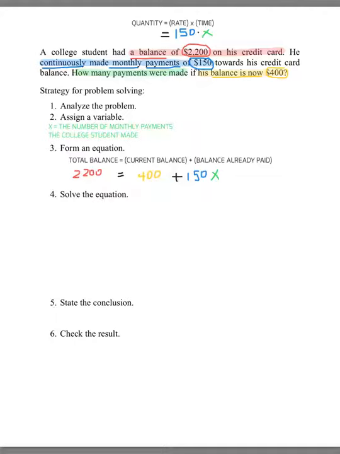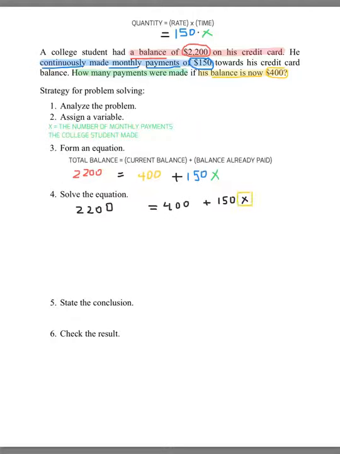So now let's go ahead and solve the equation. We'll start off by bringing the equation down. So we have 2,200 is equal to 400 plus 150x. So now keep in mind when solving the equation, you want to get the variable completely by itself. So there's the variable x.